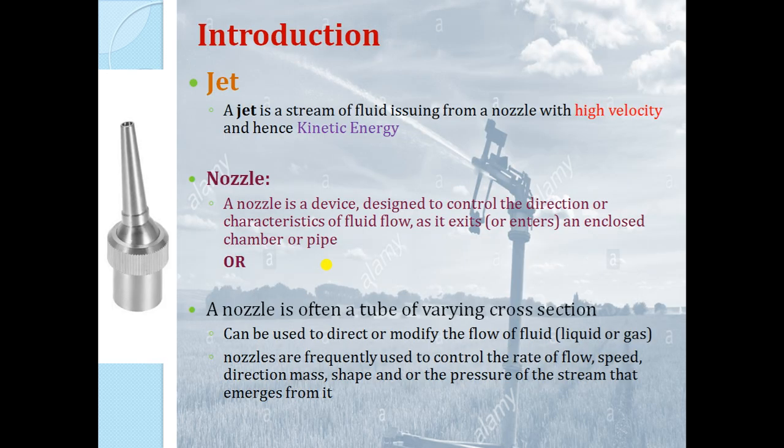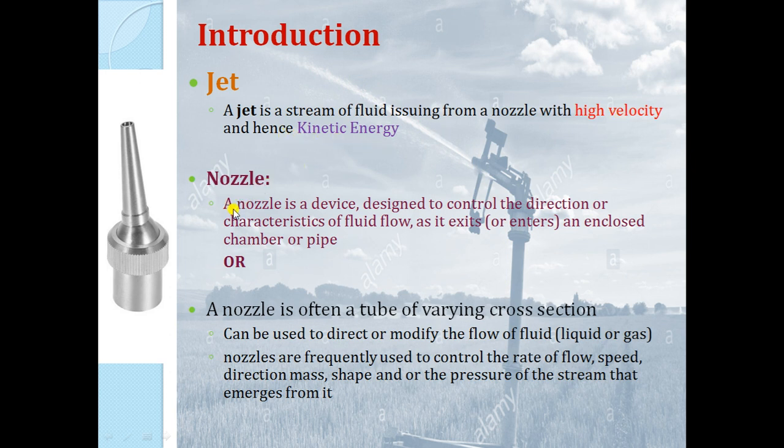Now, coming to the definition of jet. A jet is a stream of fluid which is coming out of a nozzle with high velocity. Since the jet is coming out from a nozzle with high velocity, the kinetic energy associated with it will be high. In the background you can see an image of a jet. From here the jet of water is coming out. This jet of water will have high velocity and hence high kinetic energy.